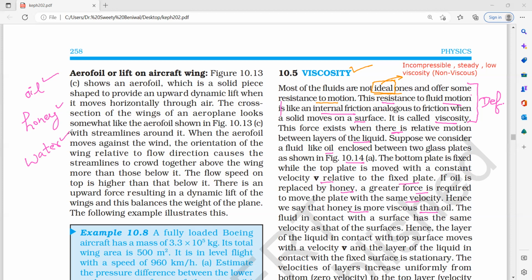Now observe for yourself. Water moves with the greatest speed and honey moves with the lowest speed out of these three. So I can conclude water has less viscosity as compared to oil and honey, honey has more viscosity as compared to oil and water, and oil has intermediate viscosity.